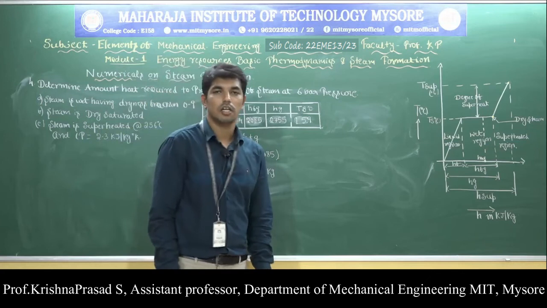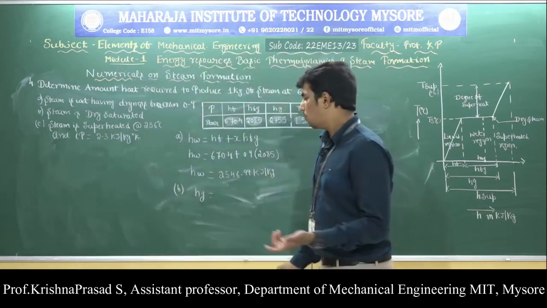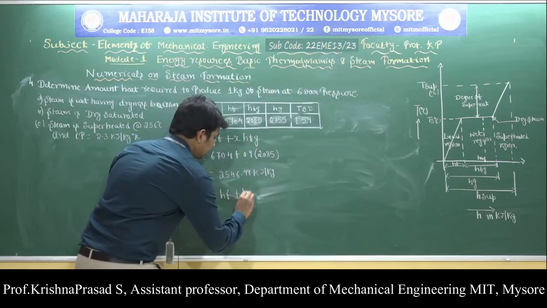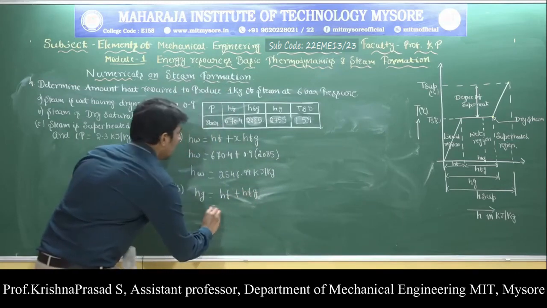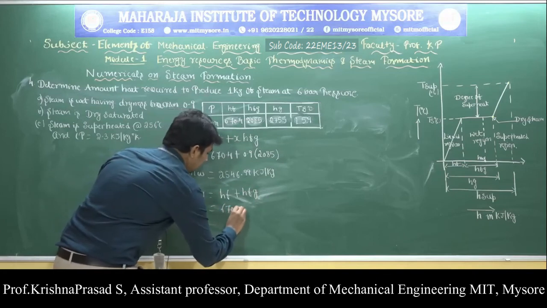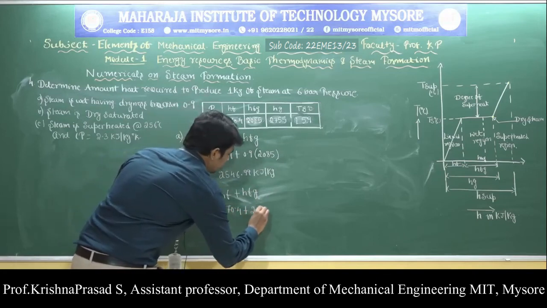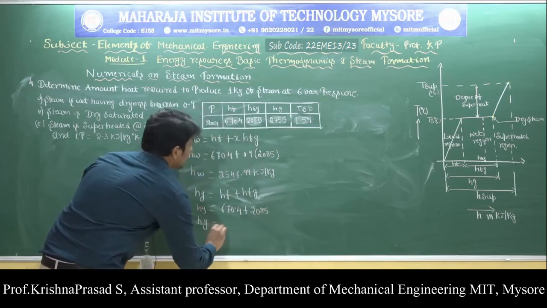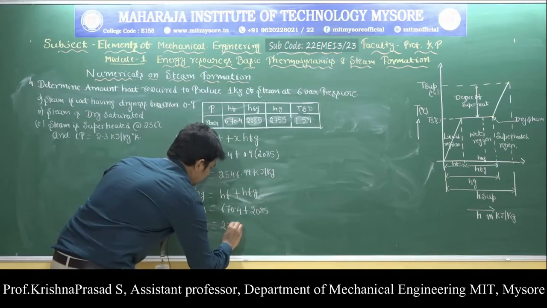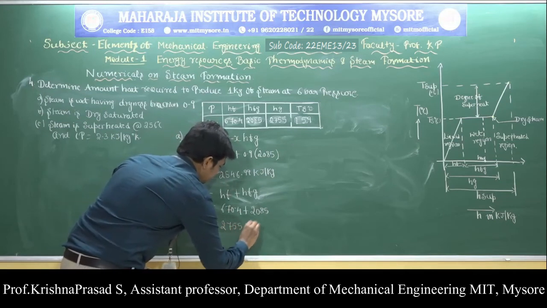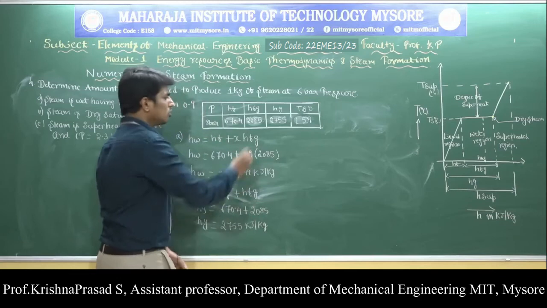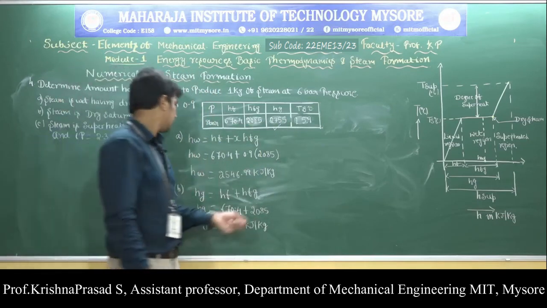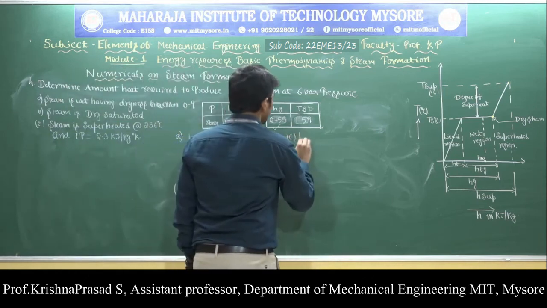In the second condition, we need to find the amount of heat required at the dry saturated state. I already told that the formula for the dry saturated state is Hg is equal to Hf plus Hfg. So Hf is equal to 670.4 plus Hfg is equal to 2085. The addition of these two gives Hg equal to 2755 kilojoule per kg. This is similar to the value of Hg we have taken from the data handbook. And the last one is the enthalpy of superheated steam.